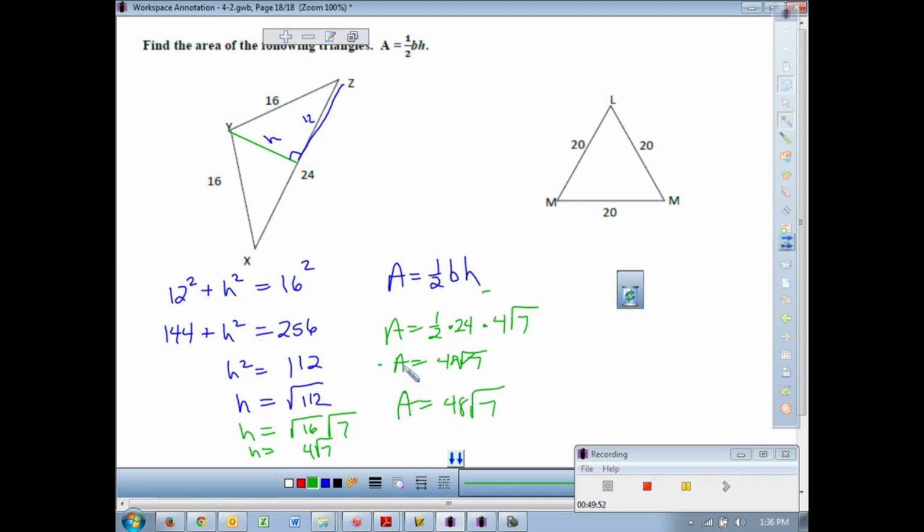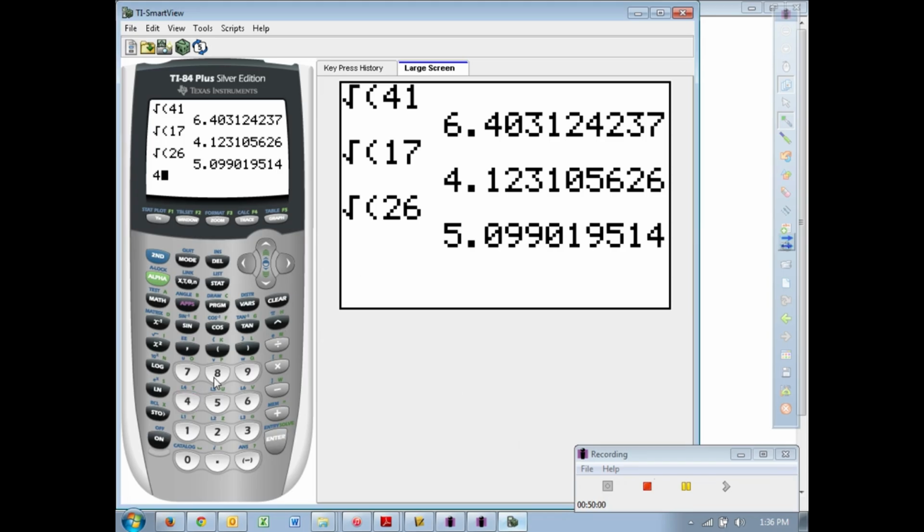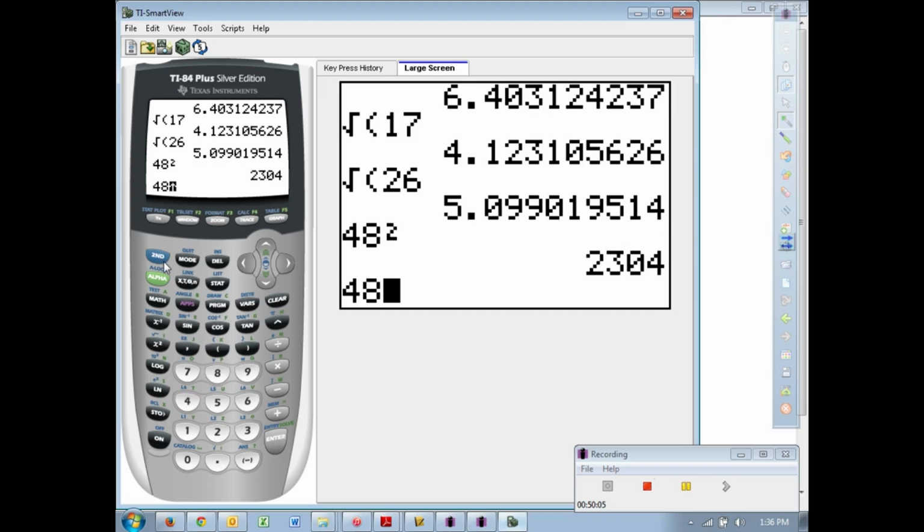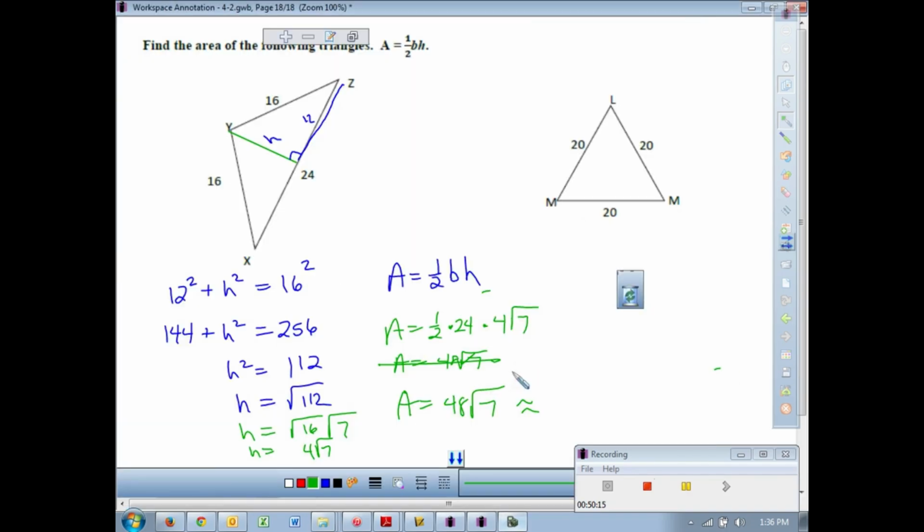48 radical 7. Now, we want to approximate that also. Punch it in your calculator. 48 times the square root of 7, rounded to the nearest tenth. It's about 127.0. We need a label with area. Do they provide us a unit of measure up there, like inches or feet? So we will just use units. Should it be units squared, units cubed, or units to the first power if it's area?